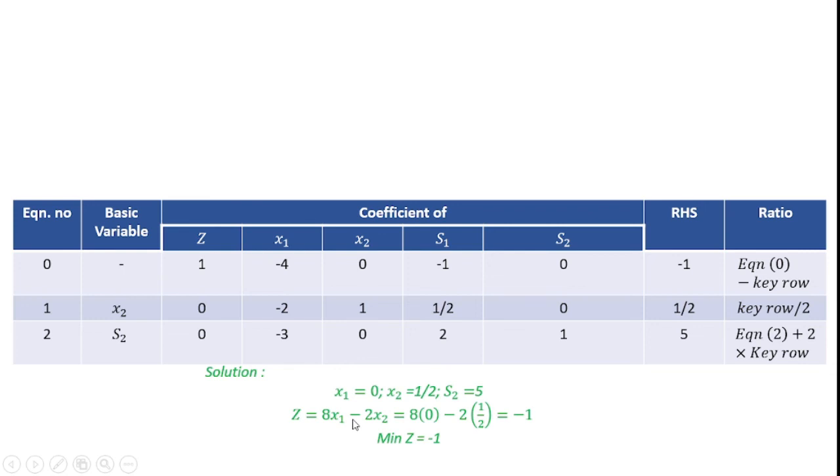After that I can substitute the collected values in the mother equation. What is the mother equation? Z is equal to 8x1 minus 2x2. According to this solution of the problem, x1 is equal to 0, x2 is equal to 1 by 2. So 8 into 0 minus 2 into 1 by 2. With this I can get minus 1. So the minimized z value is minus 1 with x1 is equal to 0, x2 is equal to 1 by 2, and s2 is equal to 5. Likewise, we can get the minimized value of the given problem with the simplex method.